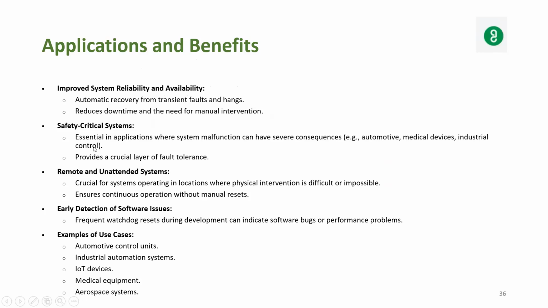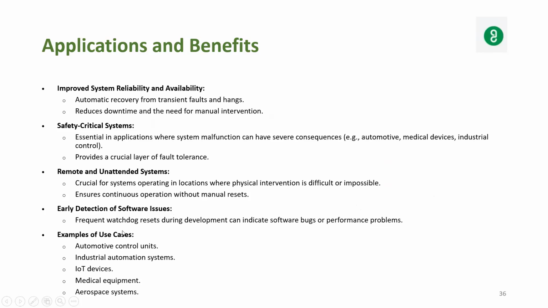Safety critical systems. It is used in automotive, medical devices and industrial control, and wherever fault tolerance is crucial. Remote and unattended systems: if it is a remote system, you can also gather information from the remote system using these types of systems. That is also possible. Early detection of software issues.